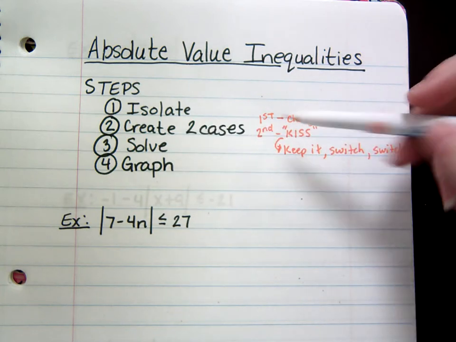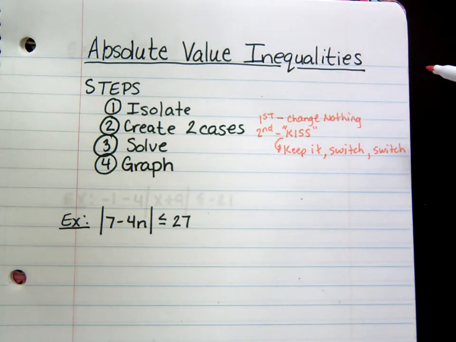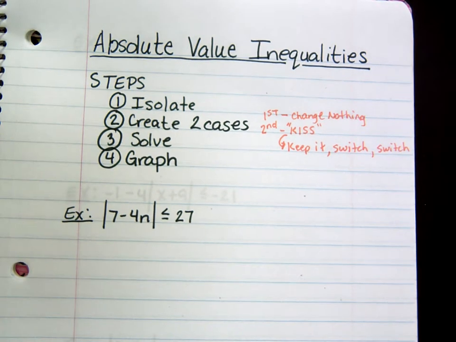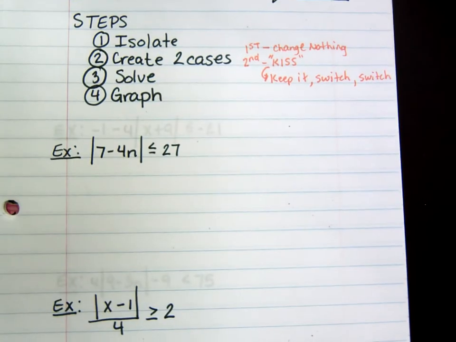After you have your two cases, you're going to solve each inequality. After you have your inequality answers, you're going to graph your answer on a number line and then write your answer in interval notation. So let's look at our first example.